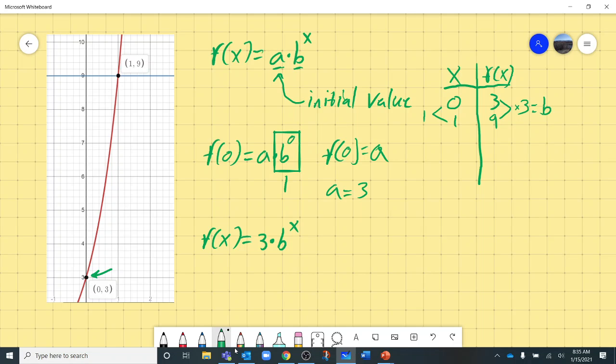So now that we have our a and our b value, we can plug that all in, and f of x is going to equal 3 times 3 to the x. Okay. And I think we'll do one more of these just to help you get comfortable with it.